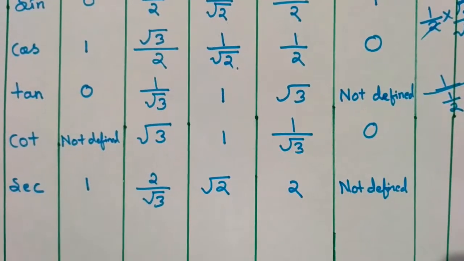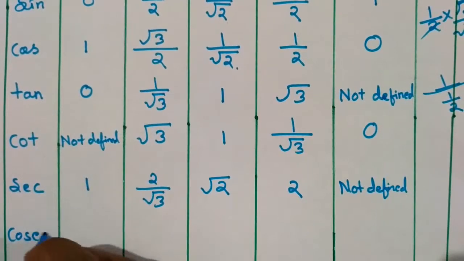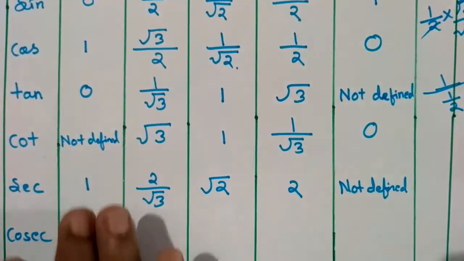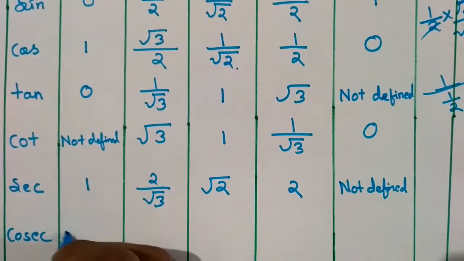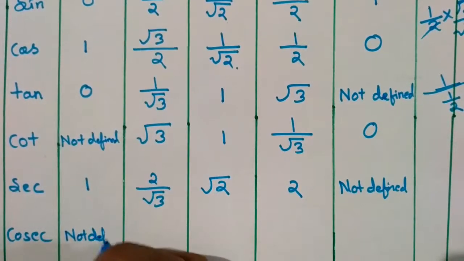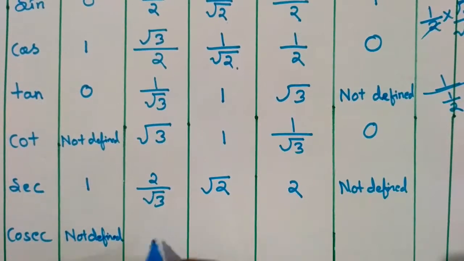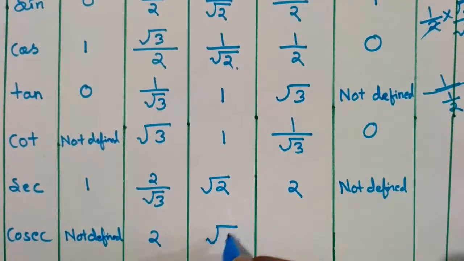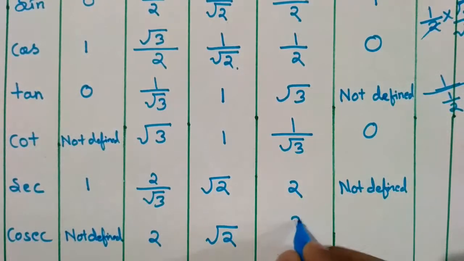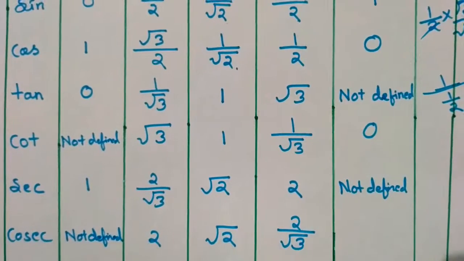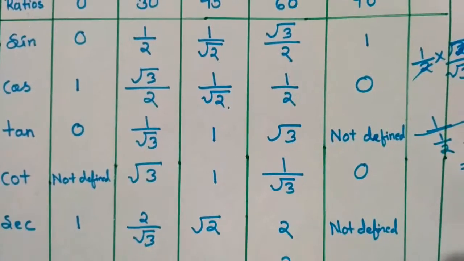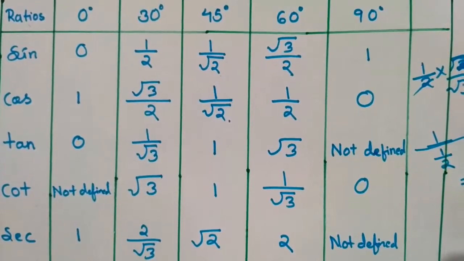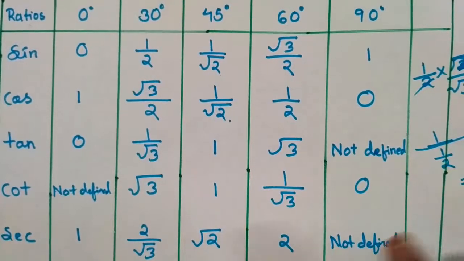Now the same process in cosec, just the opposite, this will come here and it will be alternate. Not defined will come here. Now this 2 will come here, the root 2 will remain the same, then 2 by root 3 will come here, and now the last one will become 1. You can see friends how easily I have done the table. It's a very easy process. You will ask, this is the process to write the table.